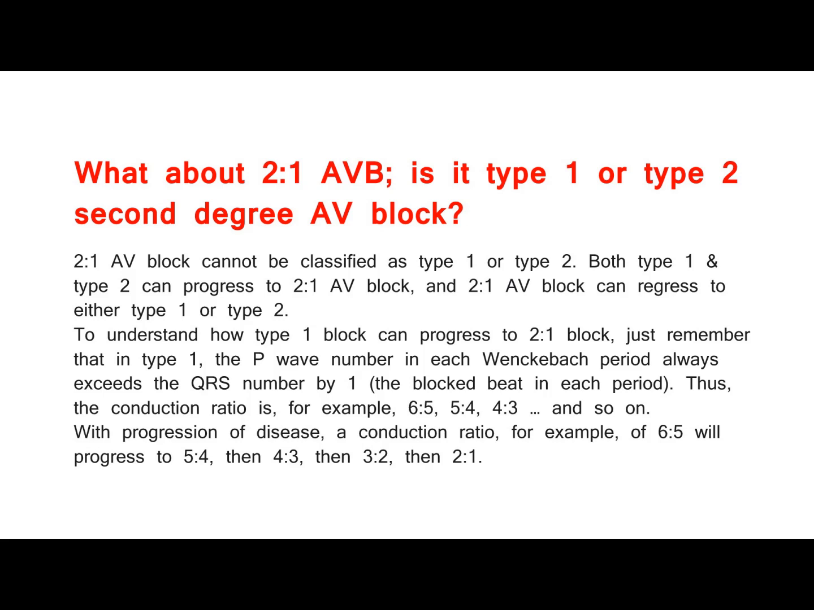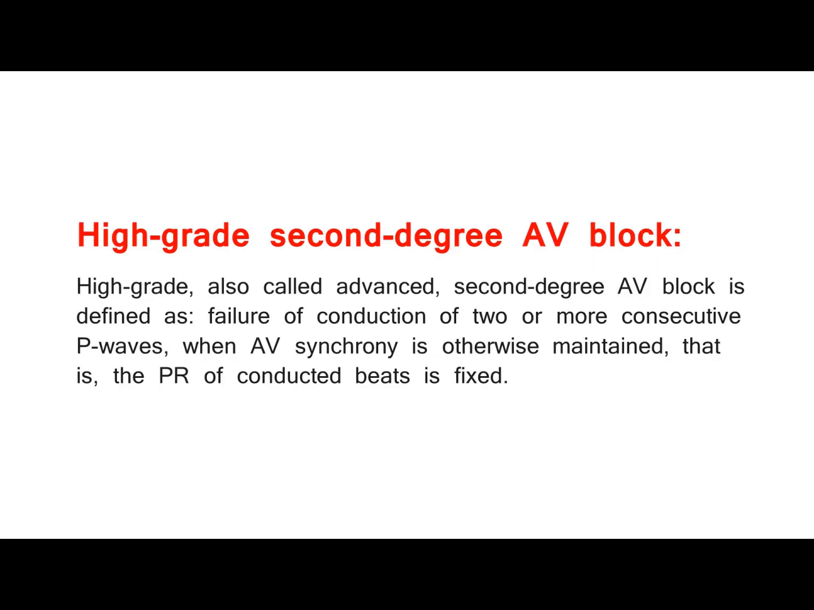To understand how type 1 block can progress to 2:1 block, just remember that in type 1, the P-wave number in each Wenckebach period always exceeds the QRS number by 1, the blocked beat in each period. Thus, the conduction ratio is, for example, 6:5, 5:4, 4:3, and so on. With progression of disease, a conduction ratio of 6:5 will progress to 5:4, then 4:3, then 3:2, then 2:1.